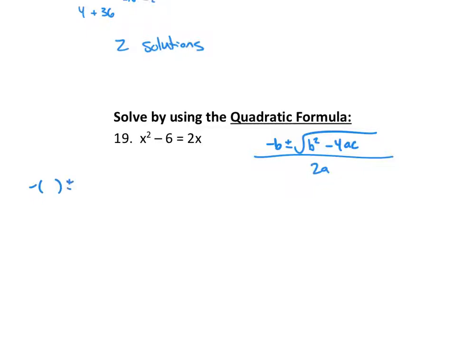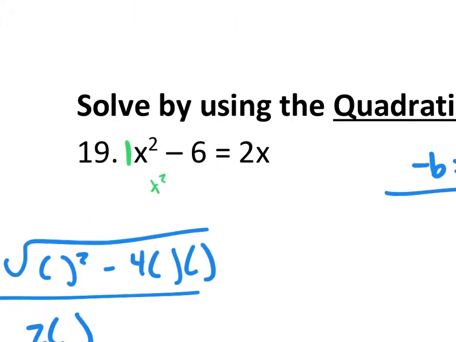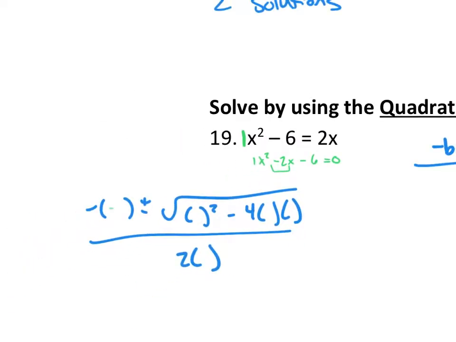And as always, I recommend that you write out the template before you start to solve. Helps keep everything organized. Here for us, our a is 1. Our b, we need to subtract it to the other side to get it equal to 0. So our b is a negative 2. And our c is a negative 6.